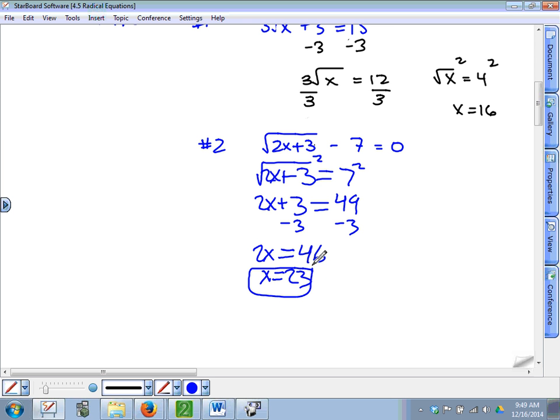Is it 23? Is that what we're getting? Nice. You get to live another day. Oh, no, wait a minute. Did we check this, though? That's okay. If you plug in a 23, let's just do this in your head. 23 times 2 is 46, plus 3 is 49. Square root of 49 is 7. 7 minus 7 is 0. Dang, math is easy.